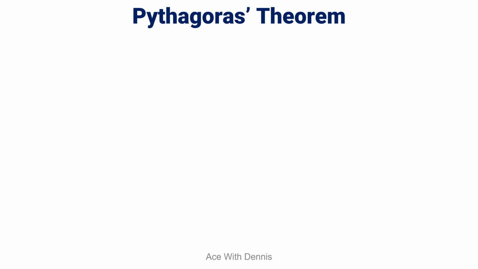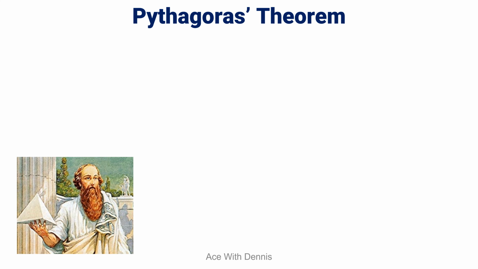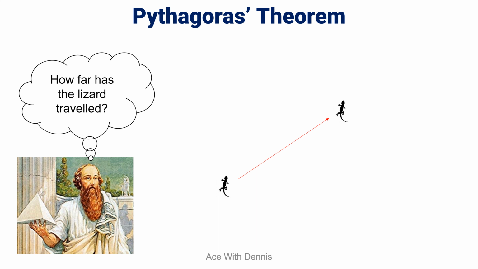Here is an interesting story about how Pythagoras came up with his theorem. One night, Pythagoras could not sleep. He lay on his bed and opened his eyes wide. He saw a lizard on the ceiling crawling from one point to another point. Then one question came up in his mind: how far has the lizard traveled? He believed there should be an accurate way to calculate the distance that the lizard had traveled.